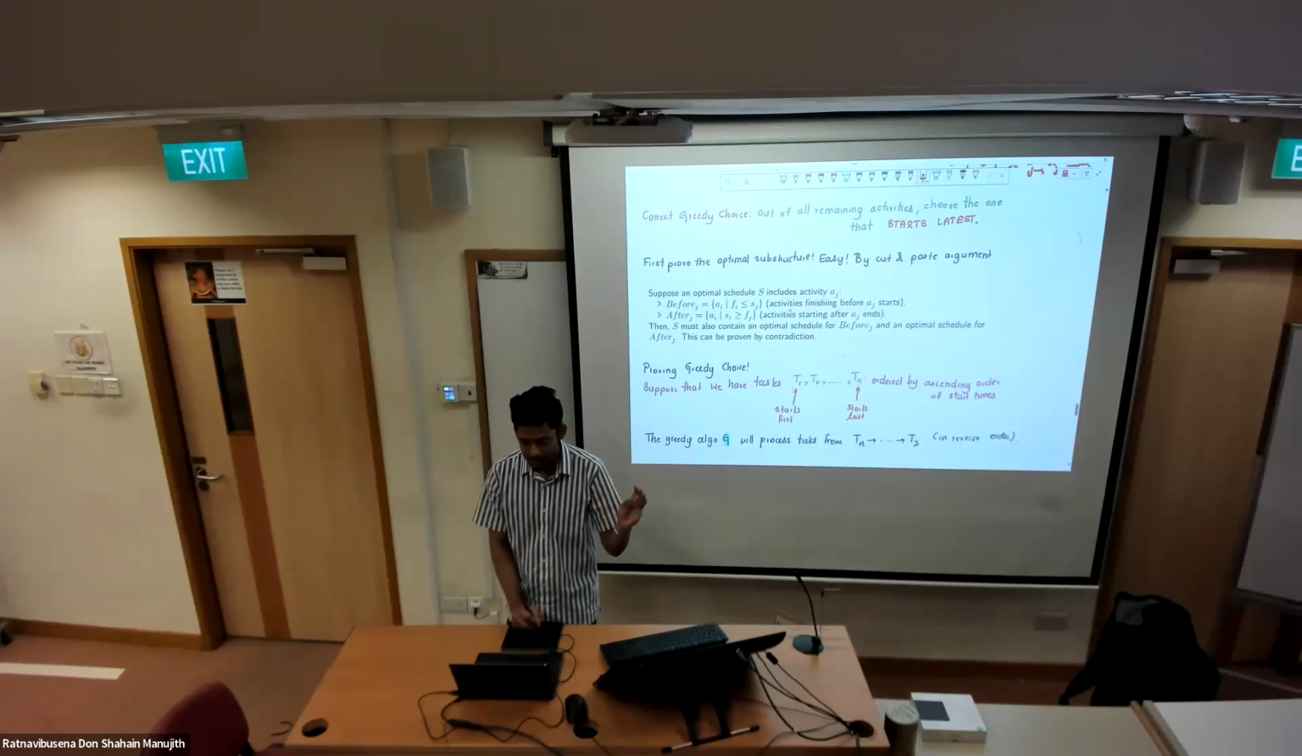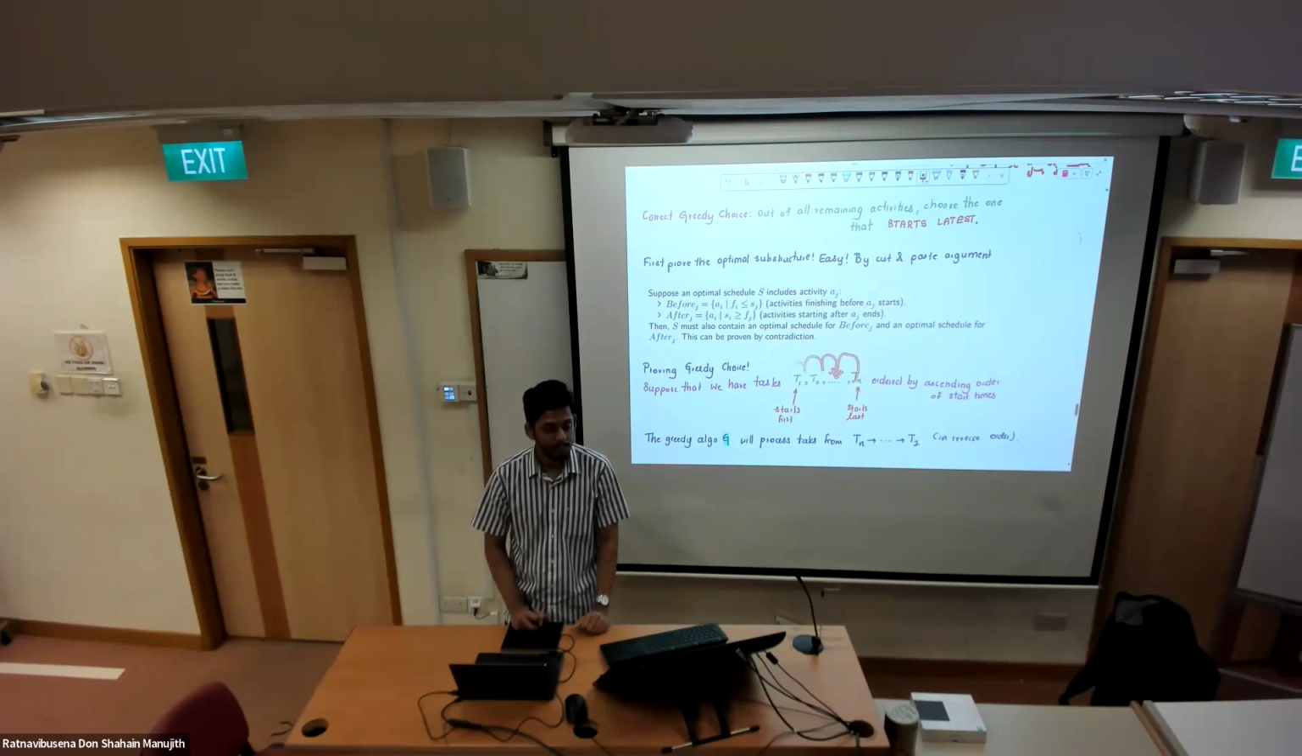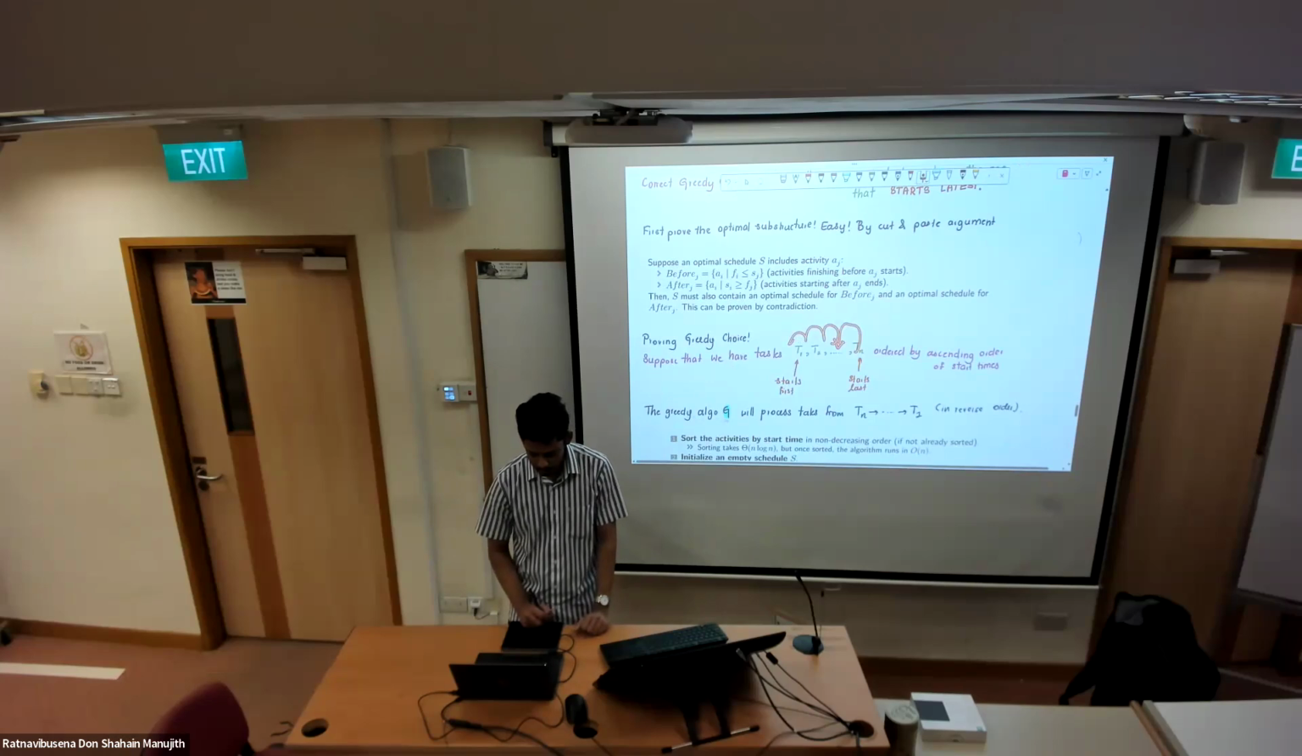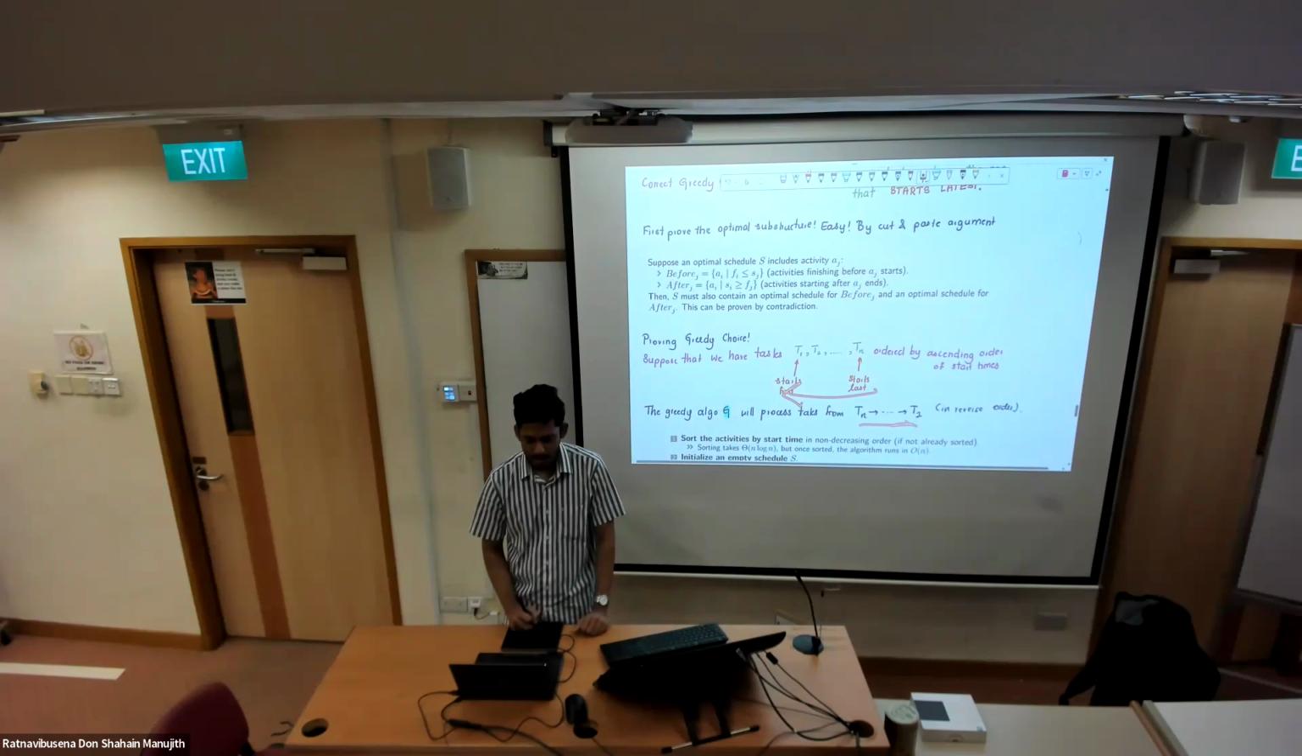Now we are going to process the activities in reverse order. That means we are going to choose the one that starts the last, then we consider the one that starts just before it, and so on, right? So we are going to process tasks from Tn to T1. This one is the one that starts last, and this one starts the first.